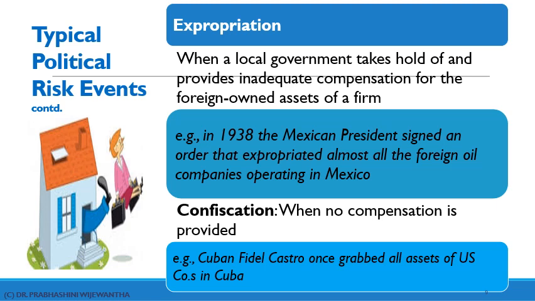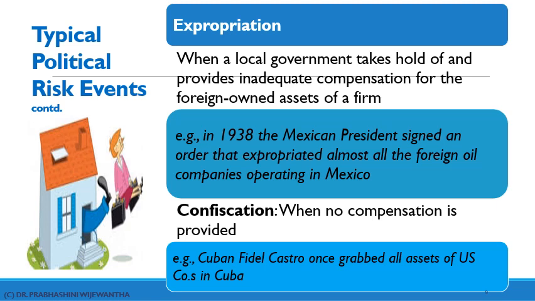Expropriation is when a local government, that is the government of the host country, takes control of the assets and equity of a foreign-owned firm and provides inadequate compensation. The government of the host country will definitely provide compensation, but it is below the book value, which means the compensation is inadequate and the foreign firm will experience a huge loss.